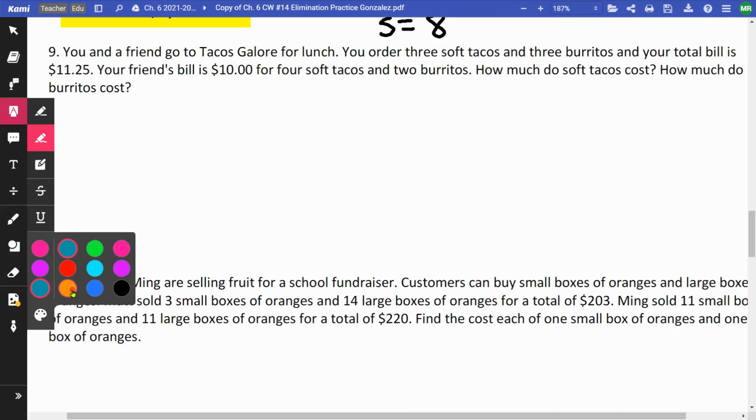Okay, so 3 soft tacos and 3 burritos, and the total was $11.25.